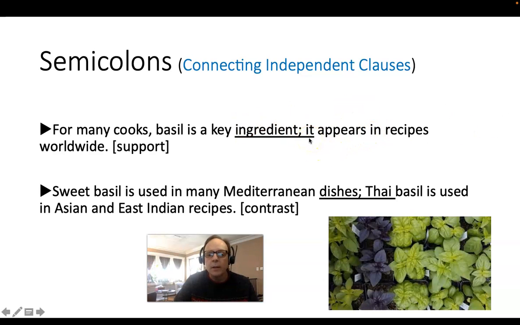That works just fine. Now, if this second part had something more like appearing in recipes worldwide, that is not a complete sentence, so you wouldn't use a semicolon to connect it, because if this part's not an independent clause, you want to use some other kind of punctuation. Sweet basil is used in many Mediterranean dishes. Again, just another example. Here we have an independent clause, and then after the semicolon, Thai basil is used in Asian and East Asian, Indian recipes. So once again, we have an independent clause, both connected by that semicolon.